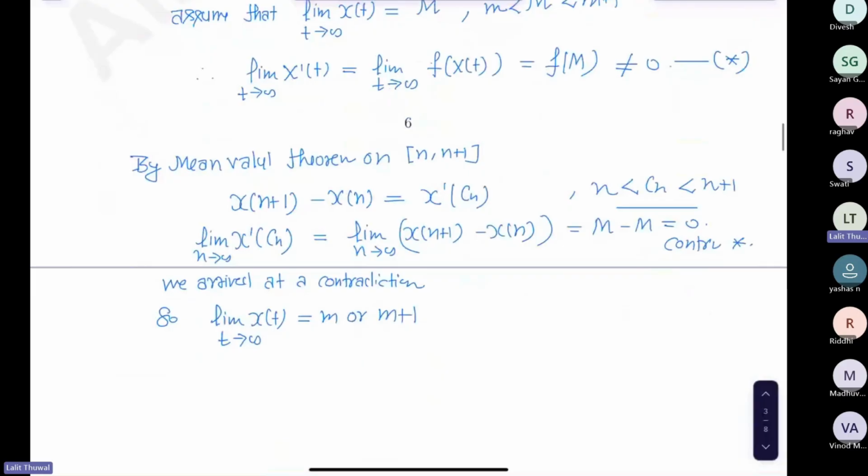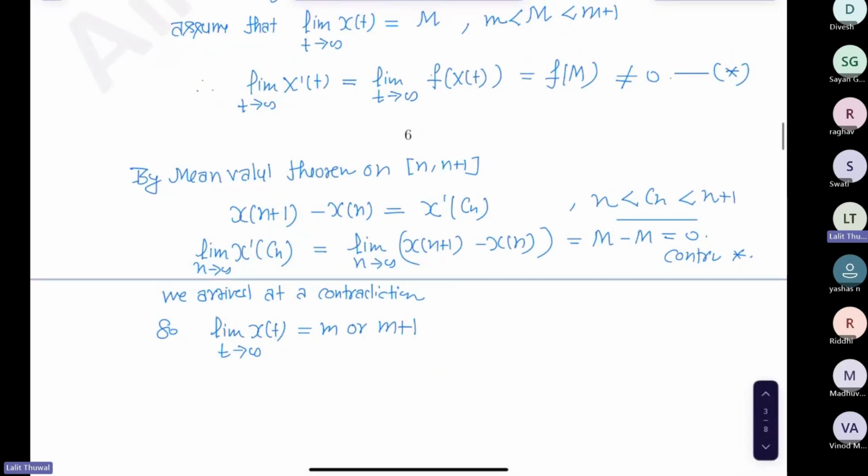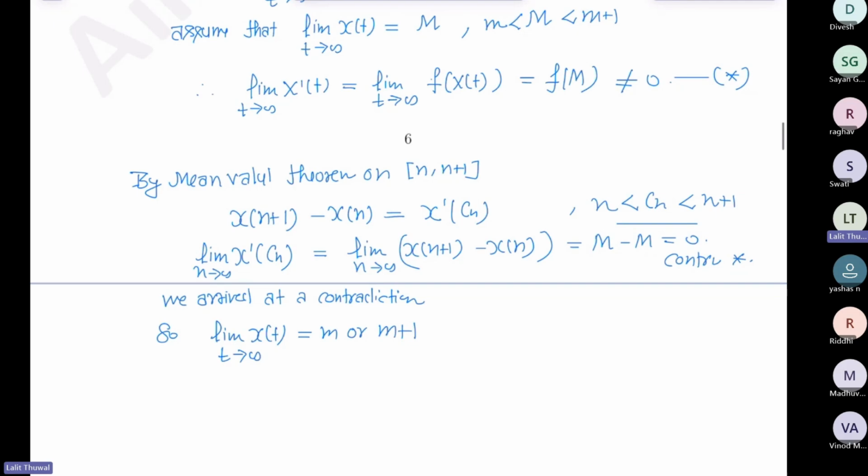Do you want to ask something in this question? You will see this kind of question over and over again if you write the competitive exams. No questions. Okay.